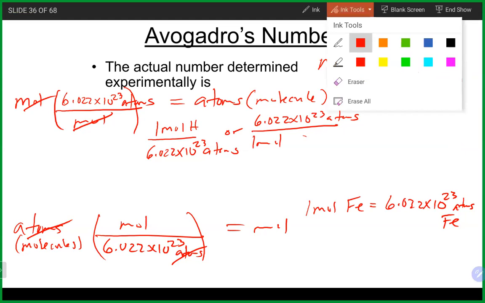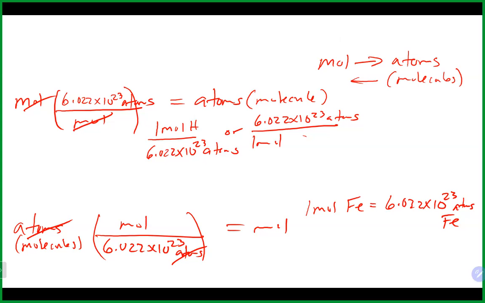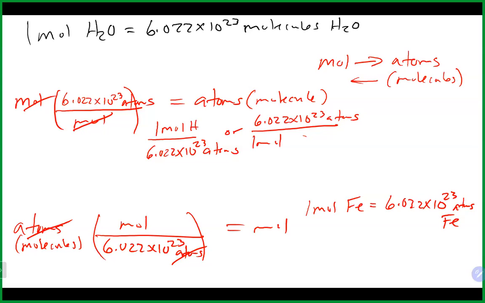Now, we can also use Avogadro's number not just for individual atoms or elements from the periodic table, but we can use it for molecules or compounds. So, for example, if we had 1 mole of water, that would have 6.022 times 10 to the 23. And because water is not an element by itself, it is a molecule, we would use the units here of molecules of water. And just like below, we could use it as 2 conversion factors.